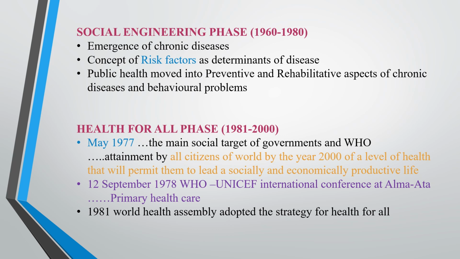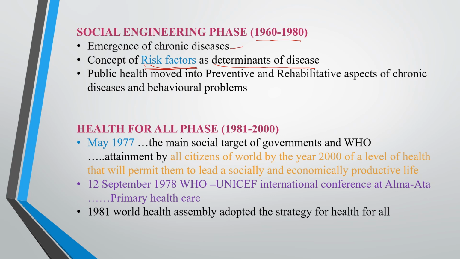Social engineering phase, 1960 to 1980. During this period, many chronic diseases began to emerge. Many of the acute illness problems were solved because of the control of the physical environment, and chronic diseases began to emerge. These chronic diseases cannot be controlled by the traditional approaches to public health. So there was a new concept, that is risk factors, as determinants of disease. The disease was caused due to risk factors.